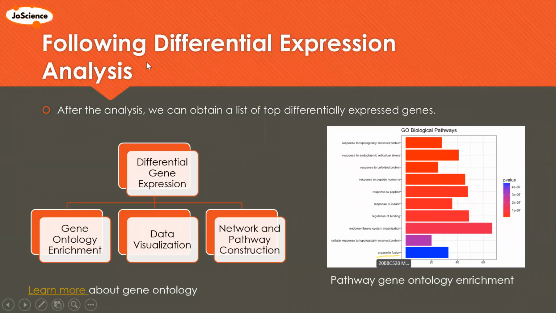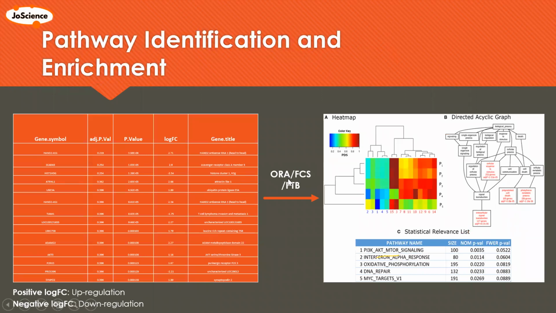Following differential gene expression, we have talked about gene ontology enrichment and how we can link our list of the top differentially expressed genes to know the biological pathways that are involved in our analysis, by linking to the gene ontology database. And the various methods that are used, including ORA, FCS, and PTB.